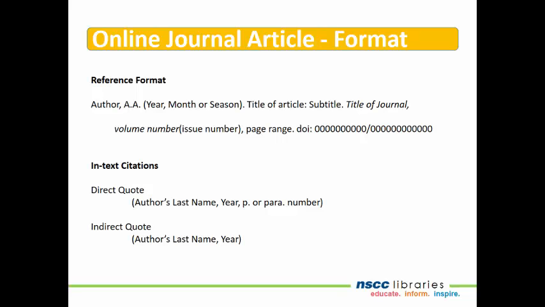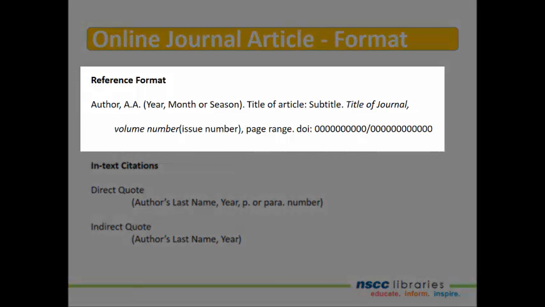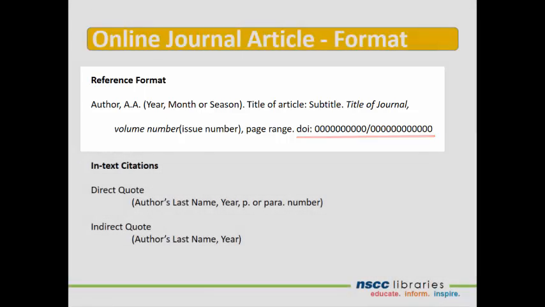The format of an online journal varies slightly from the print format. Online journal articles may have a Digital Object Identifier, or DOI number. You will often find DOIs in library databases or catalogs. The abbreviation DOI in lowercase letters is followed by a colon, and the DOI number completes the reference.